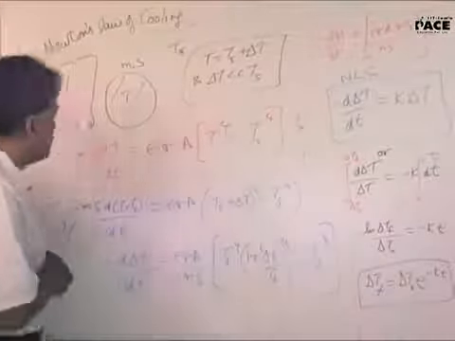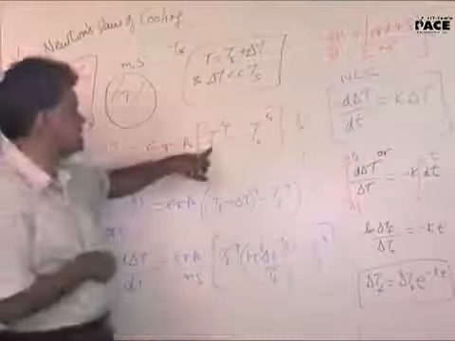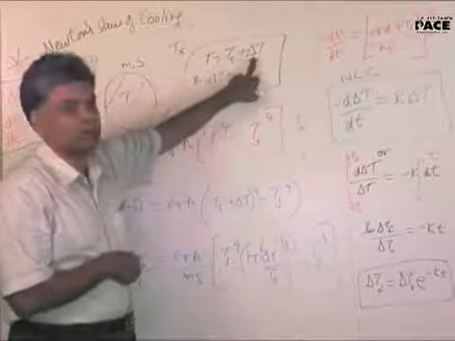Thereafter we are using this T equals Ts plus delta T. We are writing it like that.